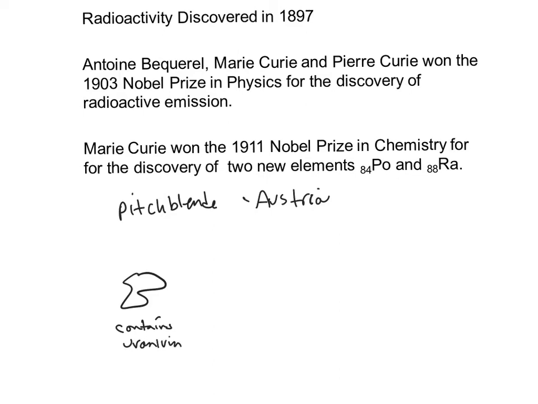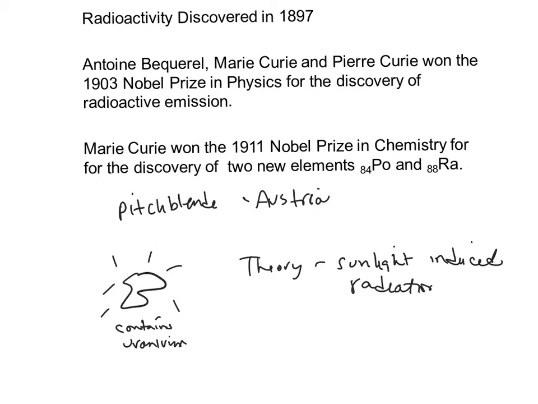and the radiation was not understood. His theory was that it was a sunlight-induced process. Sunlight-induced radiation. So here's the sun over here. The sun is shining light down on the uranium contained within this rock, this pitchblende material, and it would cause a secondary process of emission to occur.